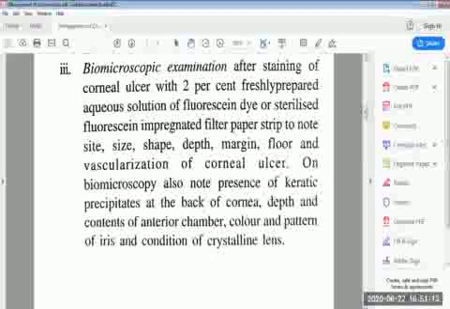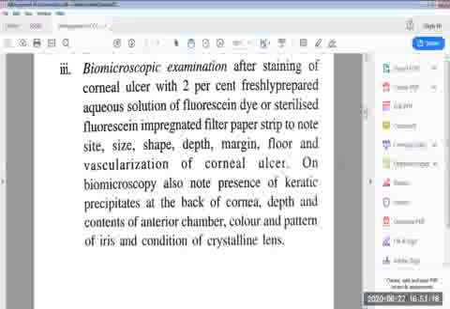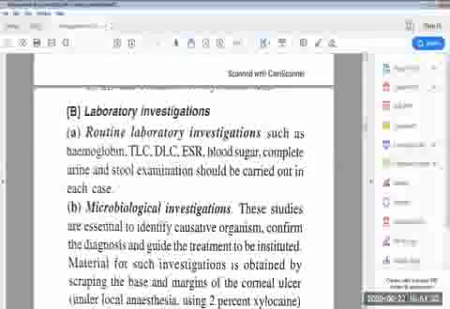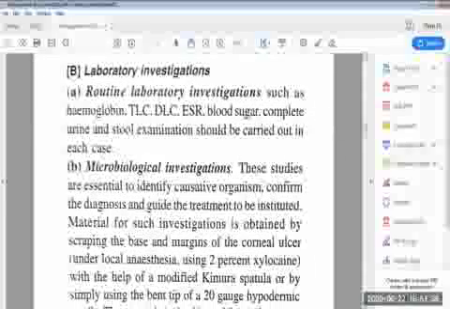You have to know the depth and the contents of the anterior chamber, then the color and pattern of the iris, and the condition of the crystalline lens. So you have to examine all these through the slit lamp biomicroscopic examination. Then we should go for the laboratory investigations. First, we should do the routine laboratory investigations such as hemoglobin, total leukocyte count, differential leukocyte count, erythrocyte sedimentation rate, blood sugar level, fasting and PP. Complete urine and stool examination should be carried out in each case.